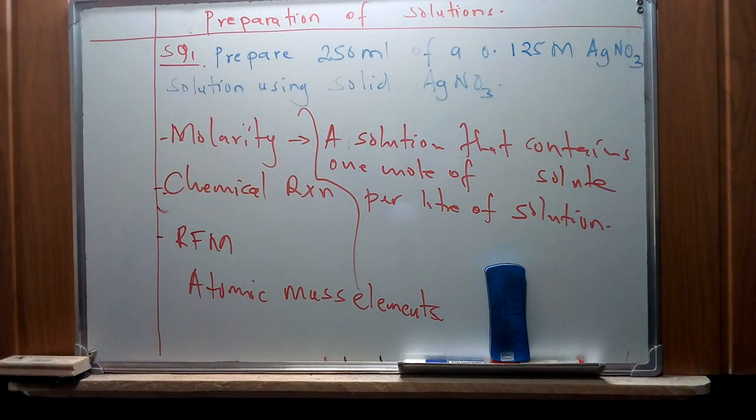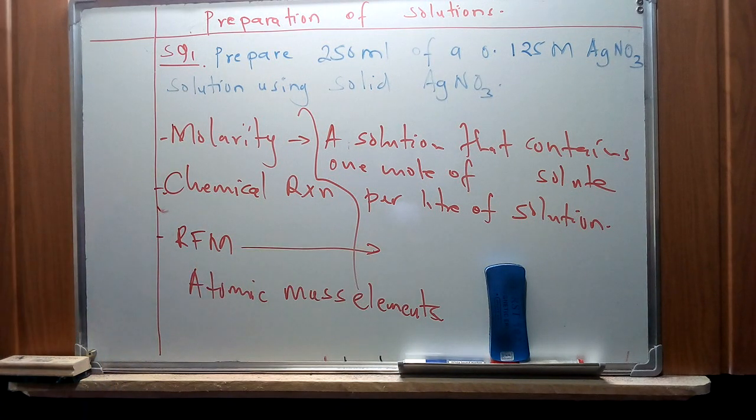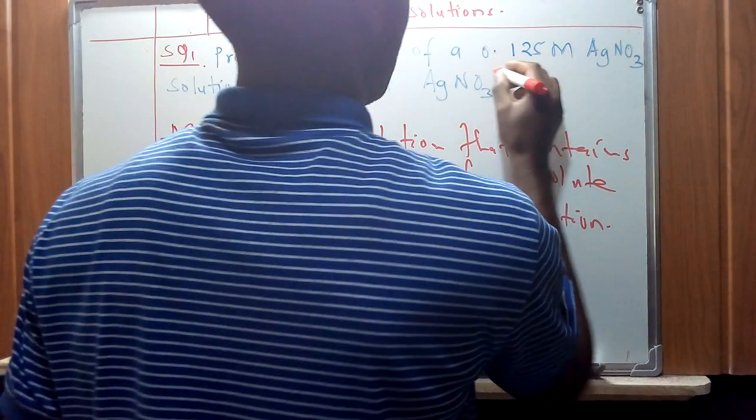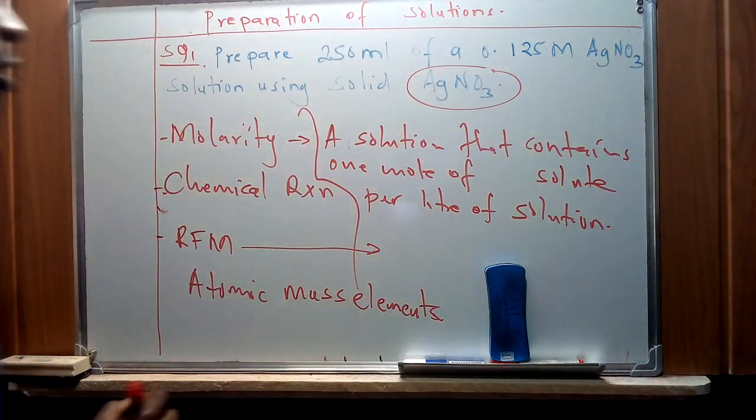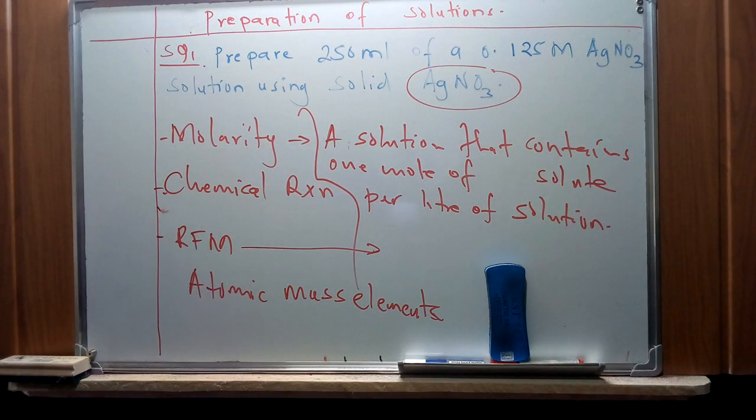Now, we're going to look at the concept of relative formula mass, which is the sum of the masses of the different elements that make up a compound. For instance, we're going to use the compound silver nitrate, and this is going to assist us in finding the RFM, which is essential in figuring out the amount of substance that is reacting, how many moles are reacting, and the mole ratios.